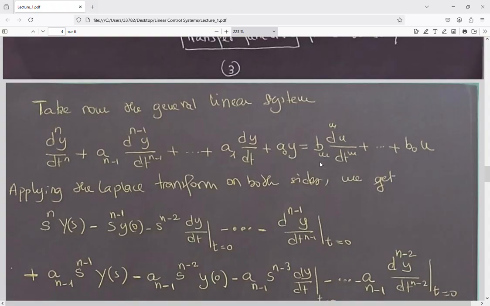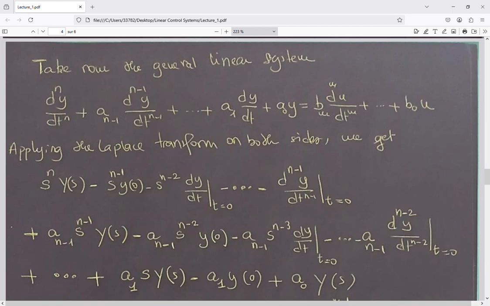So this is the general formula that we saw earlier, and we will try to apply the Laplace transform here. If I apply the Laplace transform on the first term, what I get is s to the power n times Y of s plus a bunch of terms that depend on the initial conditions. All these terms depend only on s and on constants. These constants are the initial conditions. For example, y of 0, dy over dt at time t equal to 0, the n minus 1 order derivative of y at time t equal to 0, and so on.